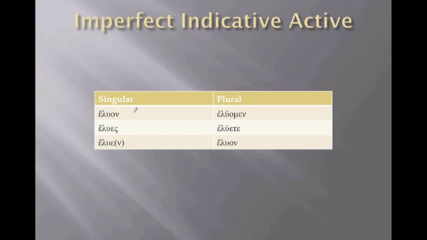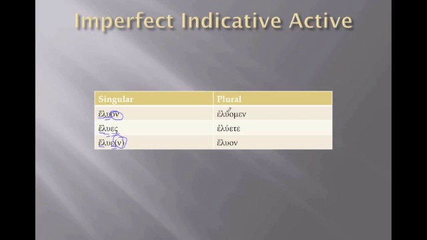We're going to again use luo. We've got our epsilon augment, our present stem, first principal part, and then our ending. So eluon, elueis, and notice the accent is going to be on the epsilon here because you've gone 1, 2, 3. Elues, you used to free, set free. Elue, we've got the movable nu. And all of these have this epsilon augment, present stem, and the secondary endings.